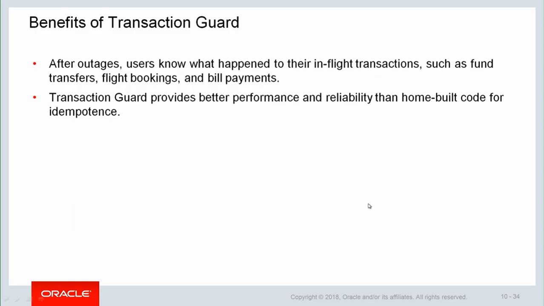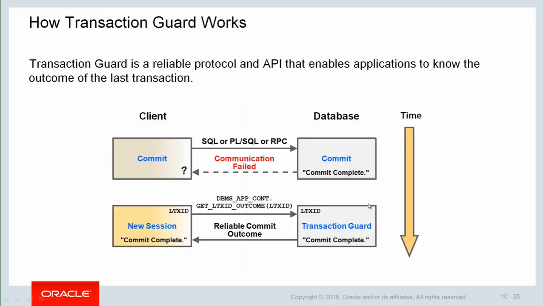So the benefit of Transaction Guard is very clear. If something goes wrong on the server side, we can check the last transaction commit status. So we can easily make a decision whether we have to resubmit a transaction that was rolled back or incomplete, or we can safely move on to another request. So that is the benefit of Transaction Guard. So this is Transaction Guard.